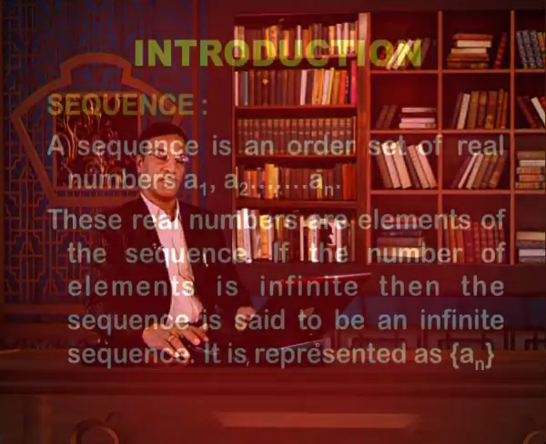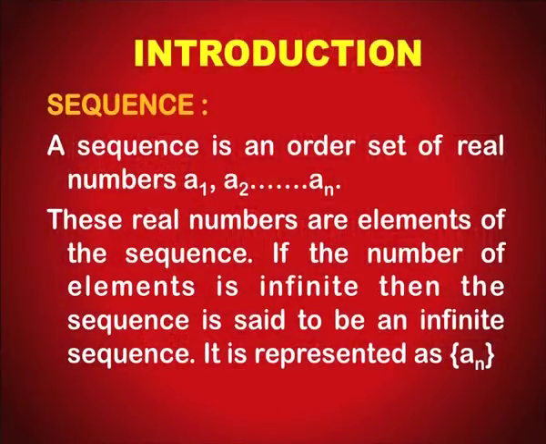Hello viewers, today in this program I will explain to you the convergence of sequence and series. Firstly, I will define the sequence. A sequence is an ordered set of real numbers a1, a2, ..., an. These real numbers are elements of the sequence. If the number of elements is infinite, then the sequence is said to be an infinite sequence and it is represented as this one. Now, I define the series.